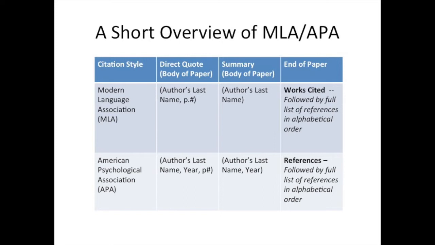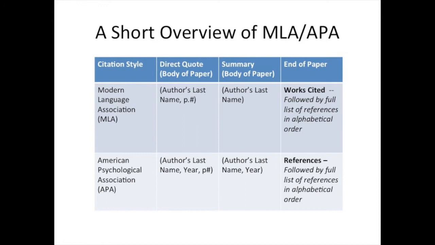Our librarians at WNC have created great reference guides, and there are also some great reference guides at Purdue University. But here's a quick overview of the differences between Modern Language Association and American Psychological Association format. On this chart, if you have a direct quote in the body of your paper, right after the direct quote, for MLA you're going to have the author's last name and page number. In APA, you're going to have the author's last name, the year, and the page number.